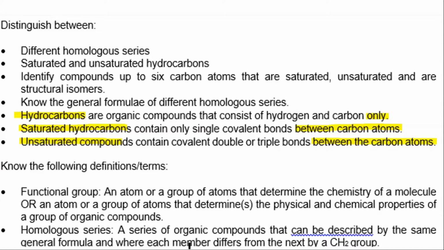Furthermore, we must know the following definitions, or what we call terms. And we have a term we refer to as a functional group. From our previous knowledge, my dear learners, we know that each and every homologous series has its own functional group. So it is an atom or a group of atoms that determine the chemistry of a molecule. Or it is an atom or a group of atoms that determine the physical and chemical properties of a group of organic compounds. So we will talk about that, and perhaps engage further, because a functional group also includes a bond. So it's actually an atom or a group of atoms or a bond that determines the chemistry of a molecule, or alternatively, that definition that you see there.